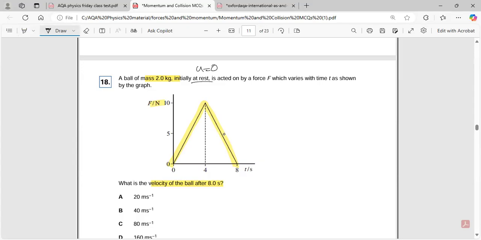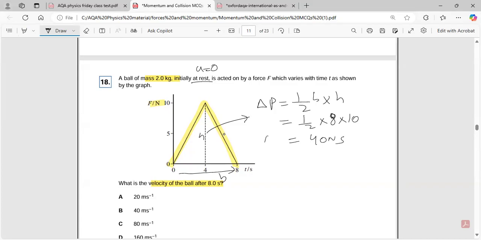You know that the area under this graph gives you the change in momentum. So this is half base into height, because this is a triangle. The base is 8 and the height is 10. So this is 40 newton seconds. So the change in momentum is 40 newton seconds.